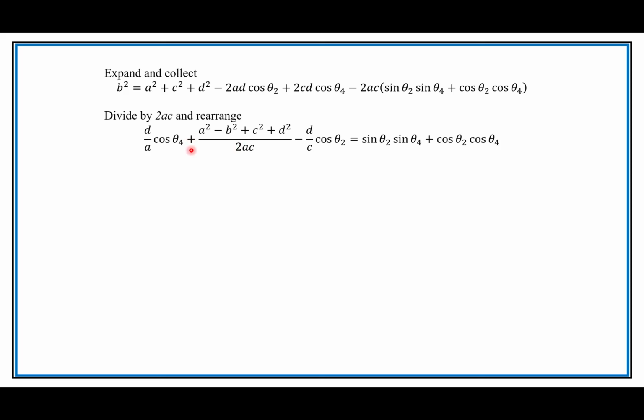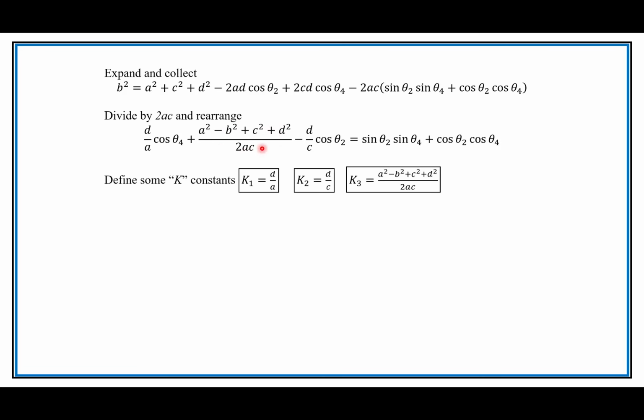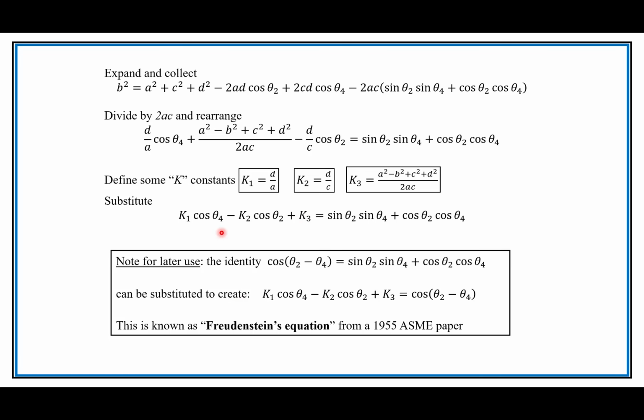And I think now is about the right time to start getting rid of some variables, like here, just to clean up. So we define K1, K2, and K3 just to neaten this up. And when substituting back in there, we're actually getting pretty close to an equation that's well known called Freudenstein's equation, shown right here. This was in a 1955 paper.